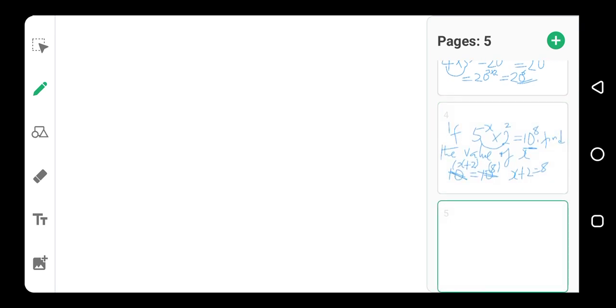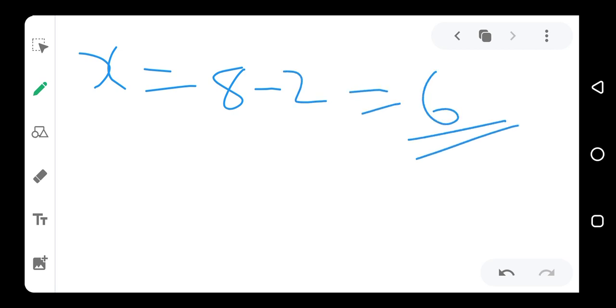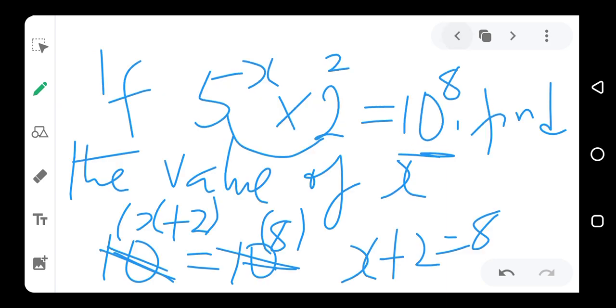And that will give us that x is equal to 8 minus 2, which is equal to 6. So 6 is the value of x. Remember what I said here? If the bases are equal, you equate the powers.